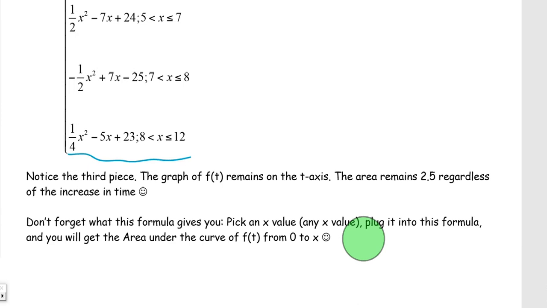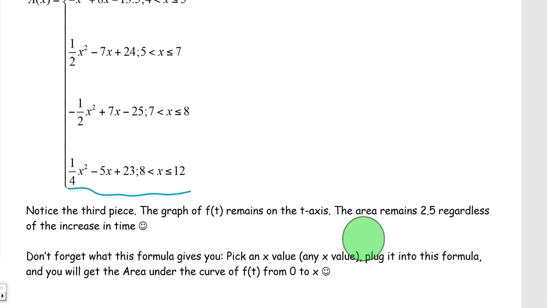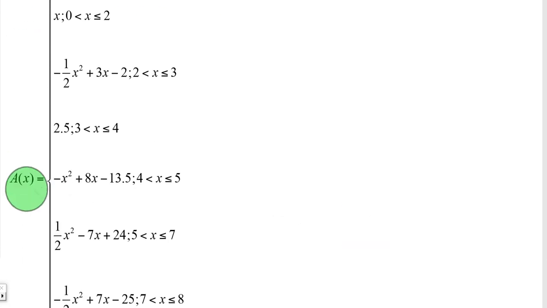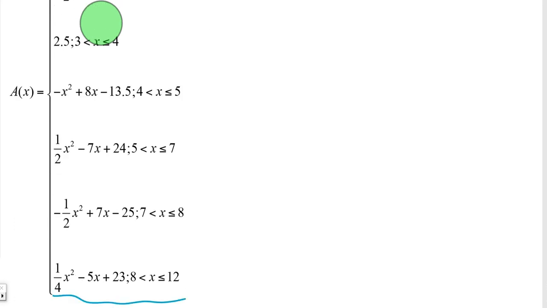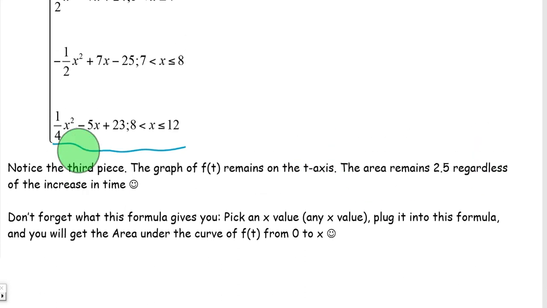Okay, so this is going to be our answer, actually. This piecewise function will give us A of x for any particular x value, depending on which piece we're talking about. Okay, notice the third piece remains on the t-axis. The area remains 2.5 regardless of the increase in time.